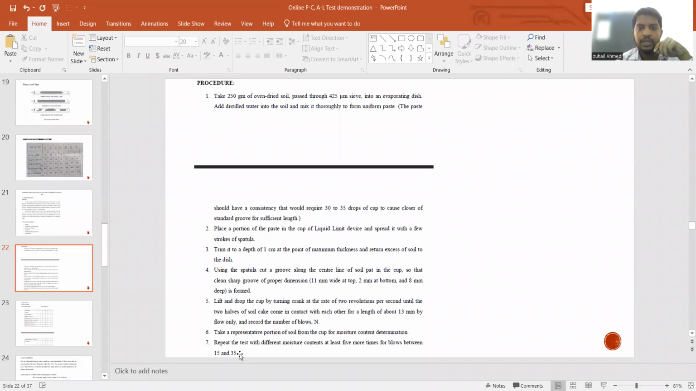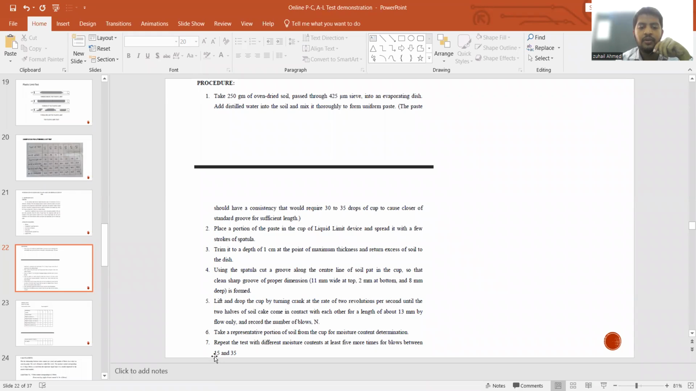When you add more water, then it will close quickly, no? When you're adding water, it will close quickly. So if you want to close quickly, you know that mechanism. If it is connected too quickly, then you want to add a little bit, it should be between 35 to 15. If you add more, it will close quickly.